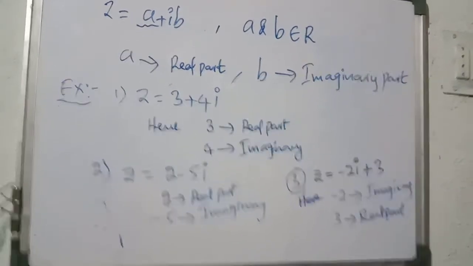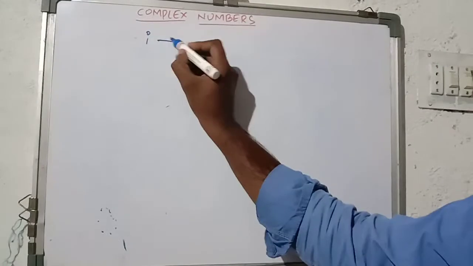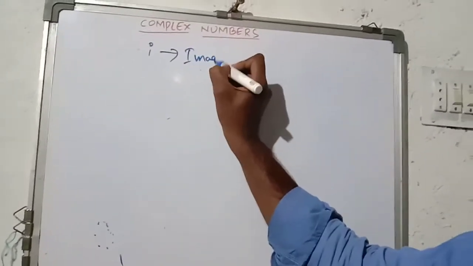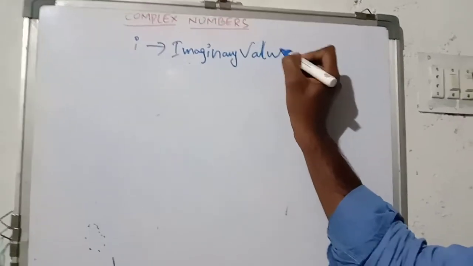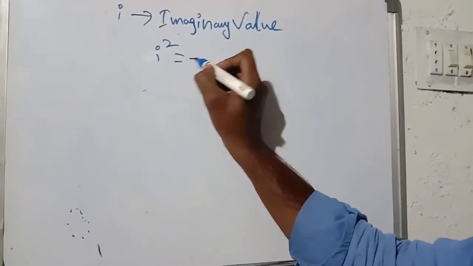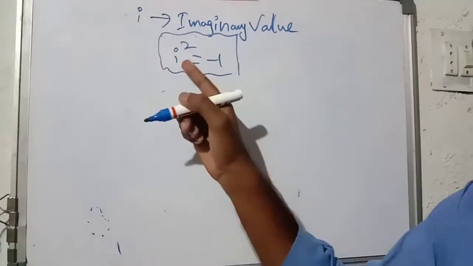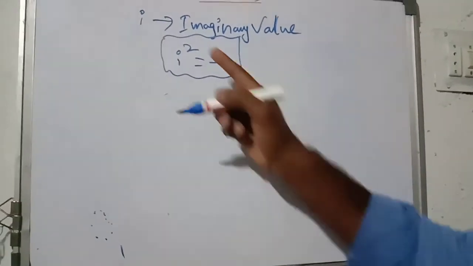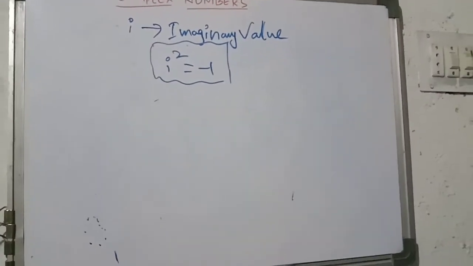Don't be confused. Now what about i? i is the imaginary value. This value is i square equals minus 1. We have to remember this value: i square equals minus 1, and i is known as the imaginary value.